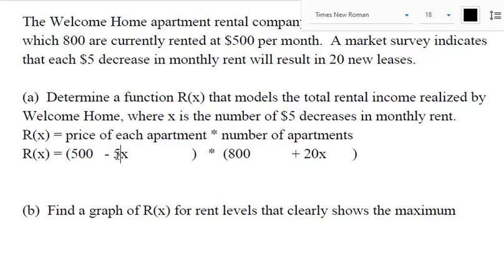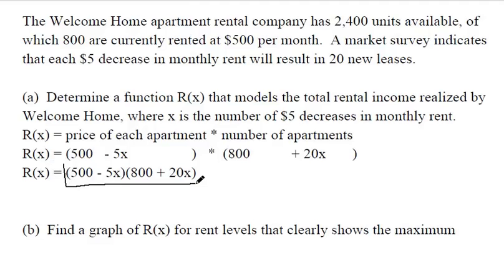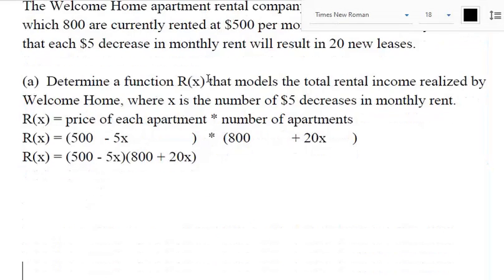So if X equals 1, you've dropped the price $5. If X equals 1, you've gained 20 new residents. If X equals 2, you've dropped the price $10. If X equals 2, then you've gained 40 residents. So the full complete function, we have it up there. I'm just writing it more succinctly. Okay, and you might not see it immediately, but this is quadratic, right? Multiply these two parentheses together and you're going to get an x squared out of it. That means it's a quadratic expression.